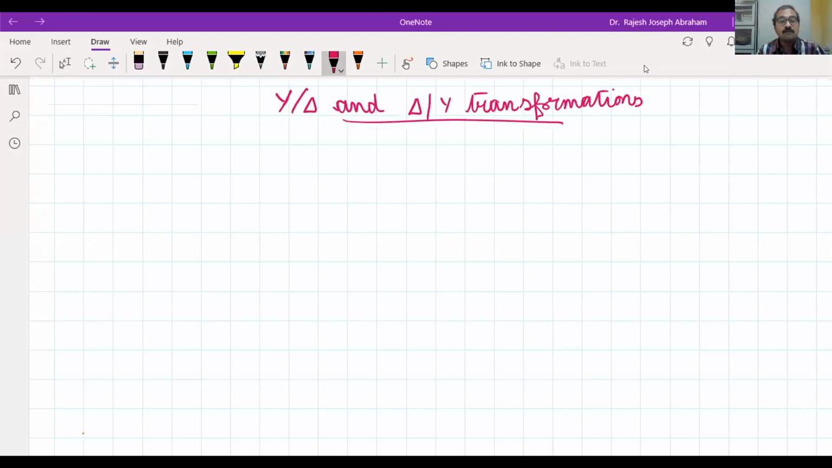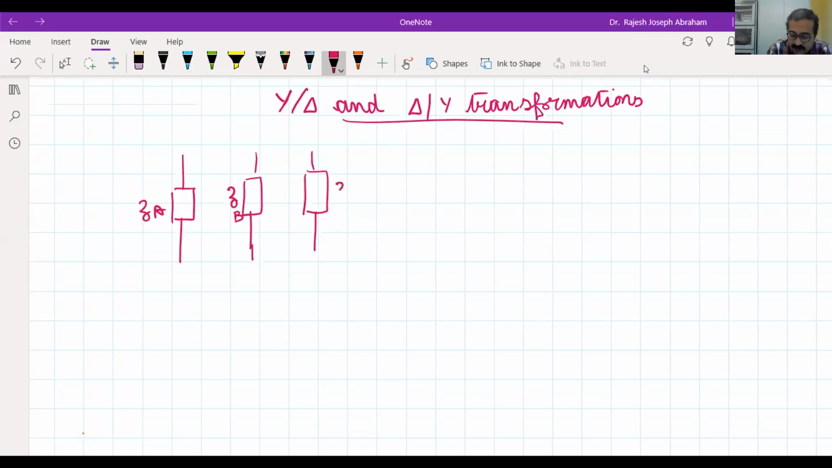Okay. Suppose you have three impedances. Okay, these are the three impedances, right? 1, 2, 3. We have three impedances with us: ZA, ZB, and ZC. Let me mark the terminals as A dash, B dash, and C dash. Now, how can we connect these three impedances? They can be done in two ways. Either you join A, B, and C to form a node, or you join point A dash, B dash, and C dash to form a node.